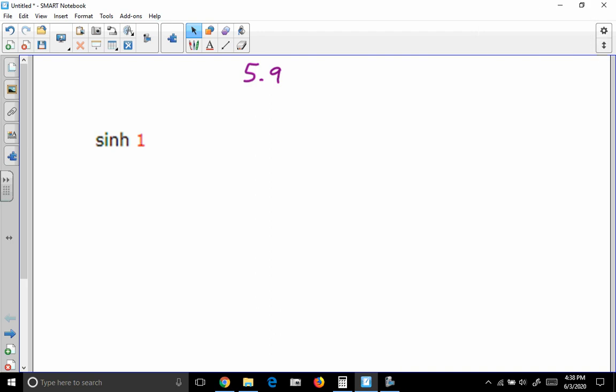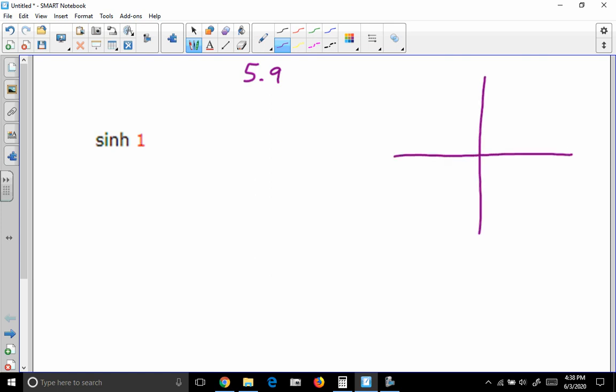5.9 will be dealing with hyperbolic trig functions. I'm not going to go into tons of detail about what hyperbolic trig functions are, but I just want to make a couple of comments in case you didn't watch the video from section 5.9 like you're supposed to.